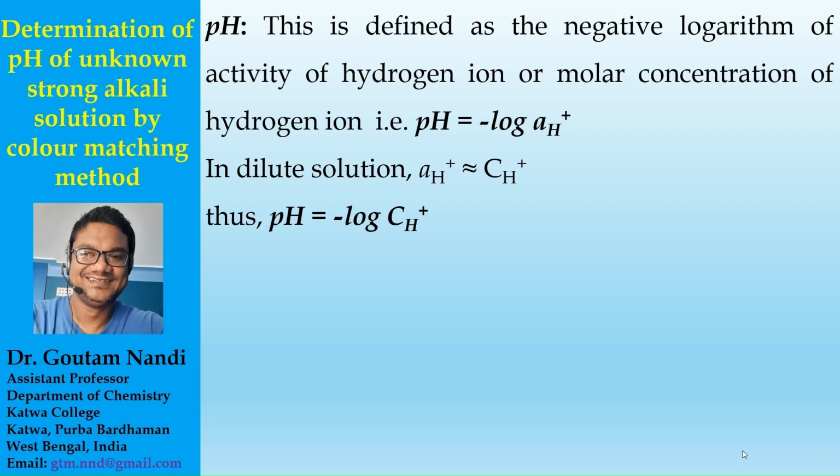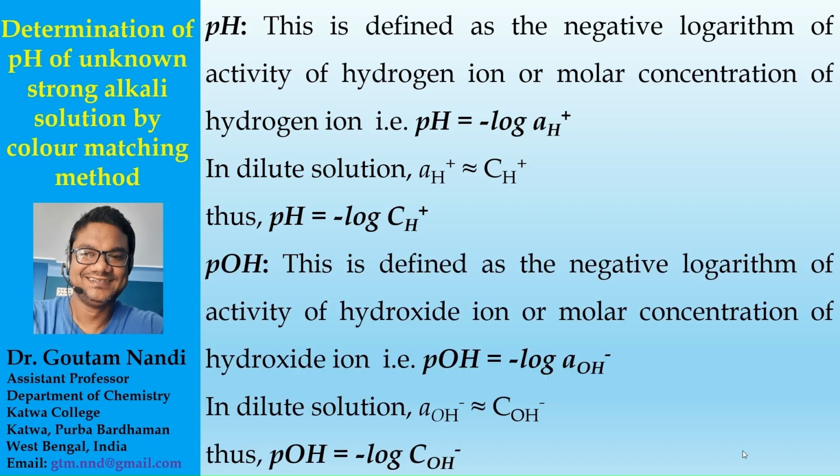But here we are dealing with an alkali solution. For alkali solution, a similar term is proposed, and that term is known as pOH. So pOH can be defined as the negative logarithm of activity of hydroxide ion or molar concentration of hydroxide ion. So similar to pH, in dilute solution, pOH can be expressed as minus log of concentration of OH minus ion.